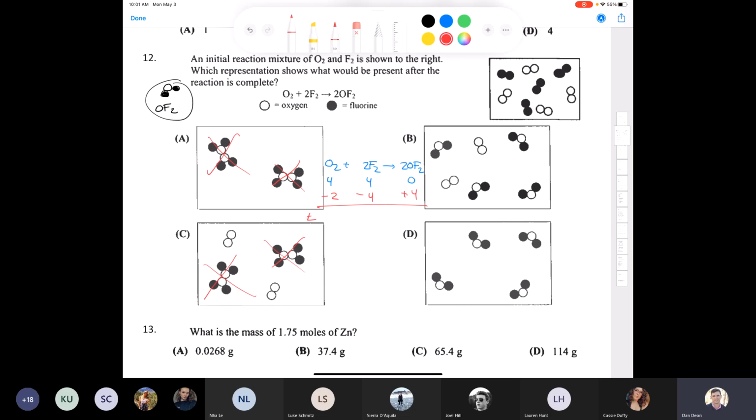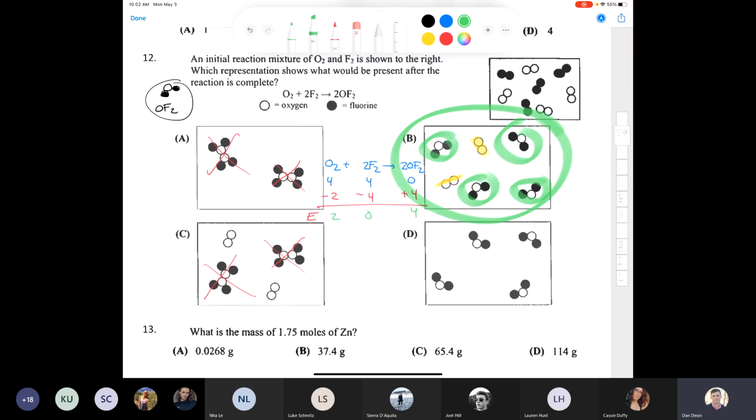Now, what's going to be left over at equilibrium? You're going to have 2 molecules of oxygen, none of the fluorine, and 4 molecules of OF2. Look at this. We've got 2 molecules of O2, and a total of 4 molecules of OF2. And so B is the correct answer.